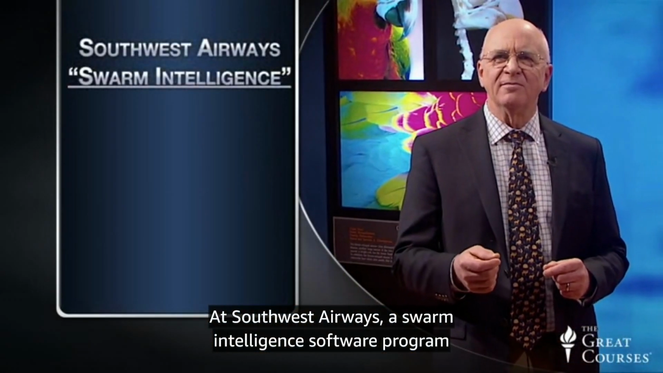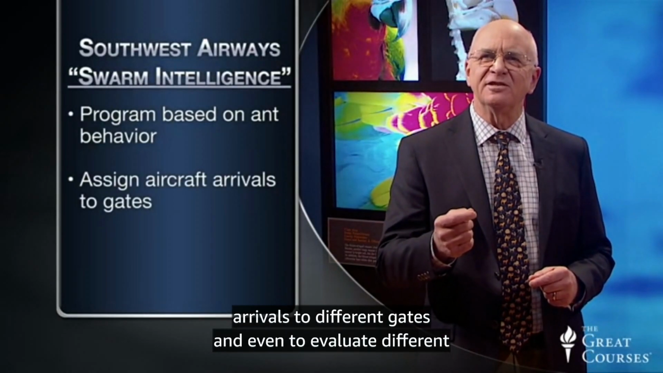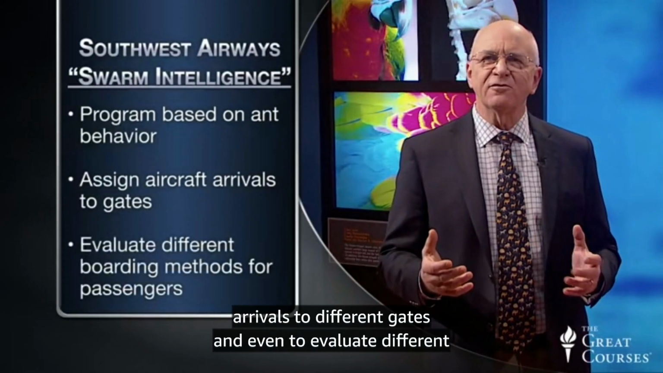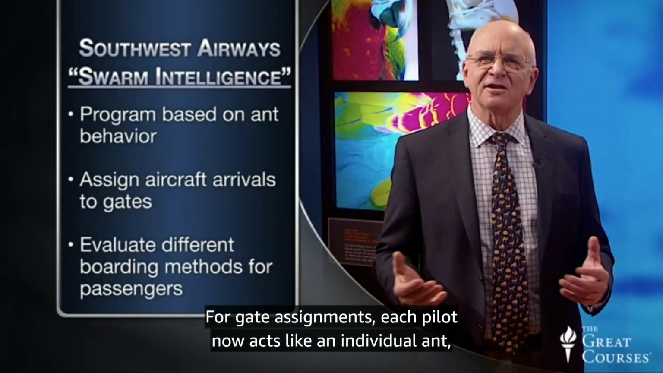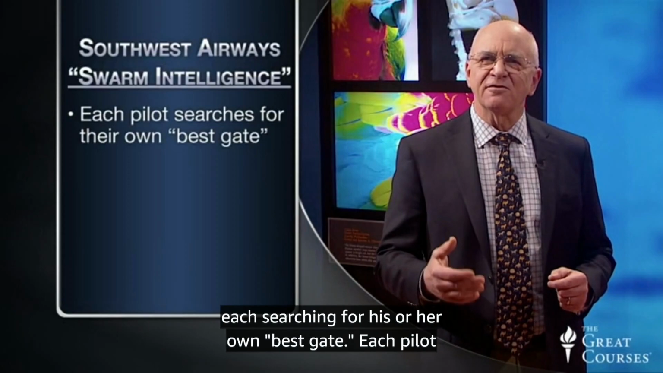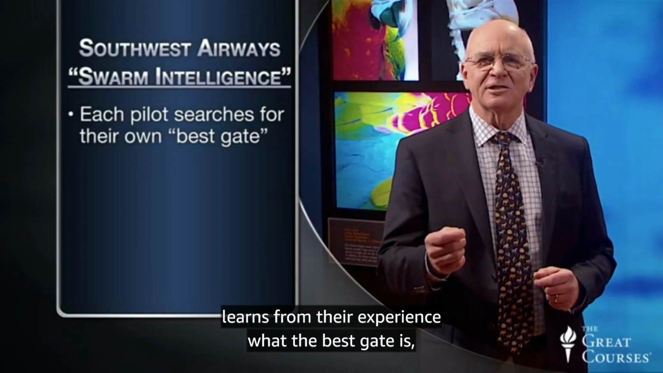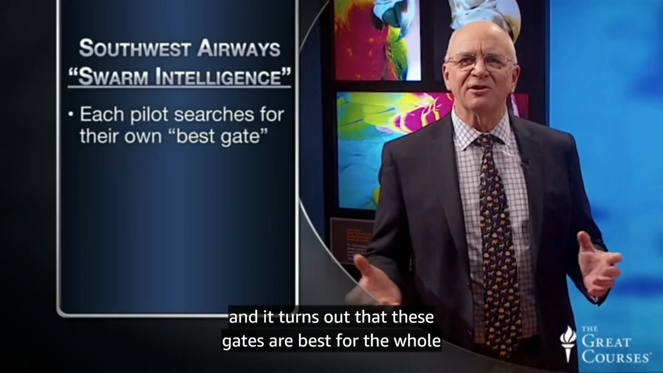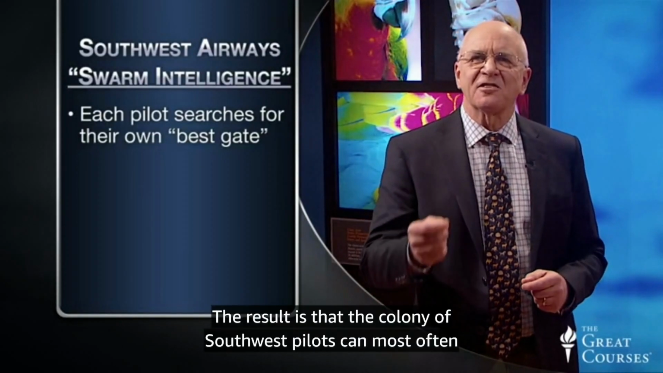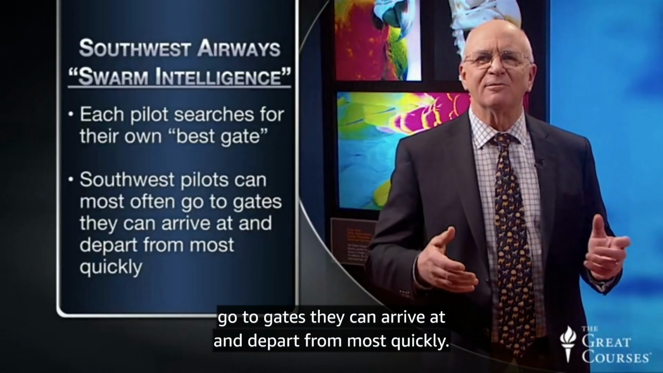At Southwest Airways, a swarm intelligence software program based on ant behavior is used to efficiently assign aircraft arrivals to different gates and even to evaluate different boarding methods for passengers. For gate assignments, each pilot now acts like an individual ant, each searching for his or her own best gate. Each pilot learns from their experience what the best gate is, and it turns out that these gates are best for the whole airline. The result is that the colony of Southwest pilots can most often go to gates they can arrive at and depart from most quickly.